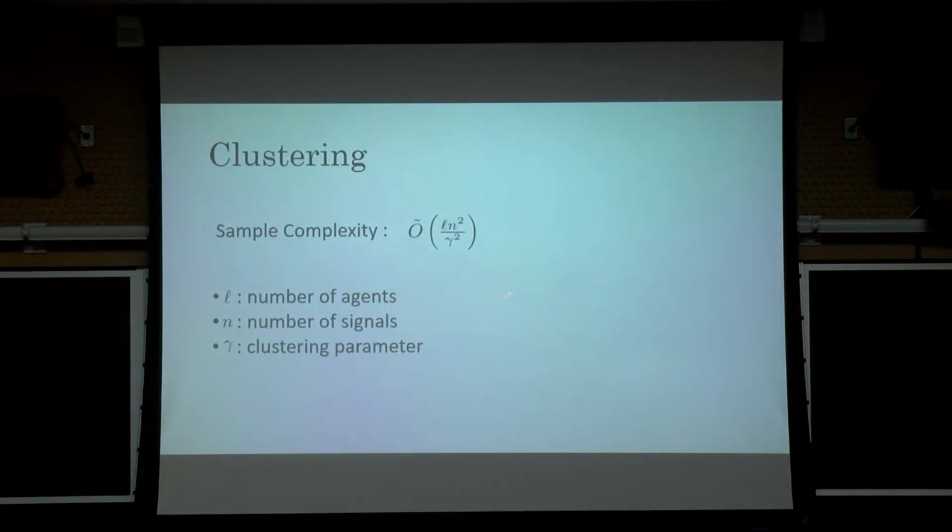I will not go into the details of clustering, but you can cluster the agents with a sample size that grows linearly with the number of agents L, because you have to cluster each agent, so it's intuitive that it has to be linear, and it grows quadratically with the number of signals n, and for all practical purposes you can think of n as a constant. And gamma is a cluster parameter that captures how close the different clusters are.